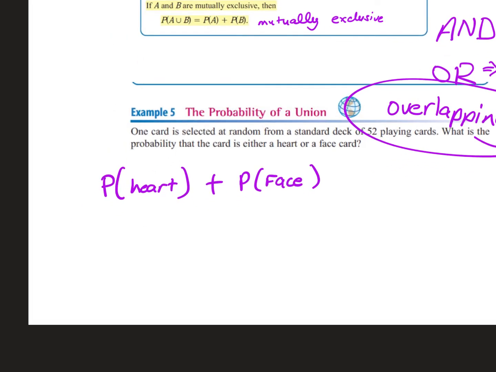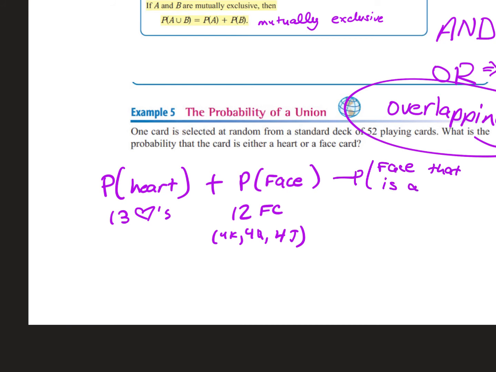How many hearts are there in a deck? Anybody know? Nobody knows? There's 13 hearts. All right, does anybody know how many face cards there are? There's 12 face cards. There's 4 kings, 4 queens, 4 jacks. And then I have the probability, guys, that this card could be a face card that is a heart. How many of those? How many face cards are in a deck? 12, right? There's a king, queen, and a jack. So there's a king that has a heart. There's a queen that has a heart. There's a jack that has a heart, correct?